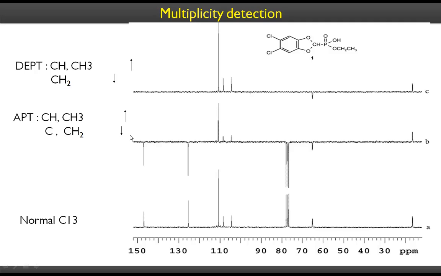So what are the things that are seen as negative peaks in APT NMR? Methylenes are negative, quaternary carbons are negative, and methines and methyls are seen as positive peaks. So now I know which one is my methylene. This is methylene, so I can safely assign that to this carbon, and this is methyl, so that must be that methyl.